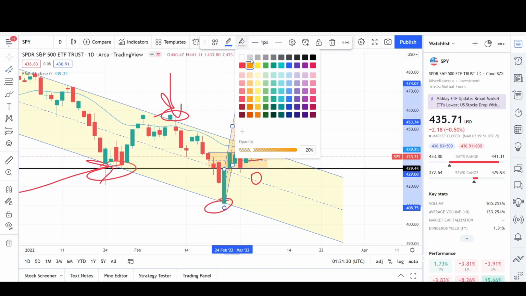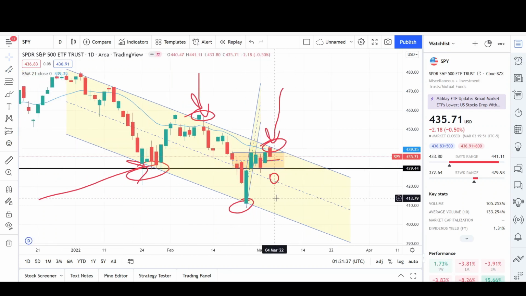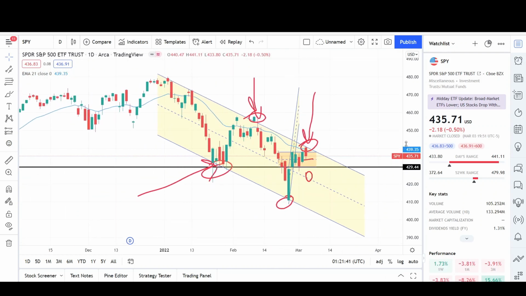So we had this little channel working higher, just 2 bars, a break outside of it, a move to a new high, and now it looks like we could be reversing down. So there's more bearish signs than bullish, so that's why I'm leaning towards the bearish side.